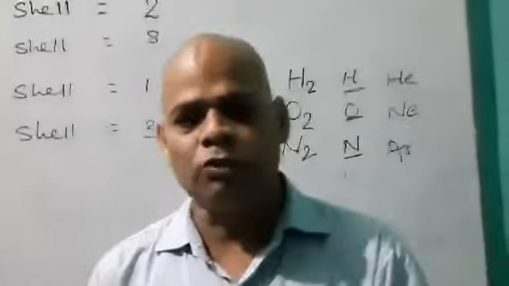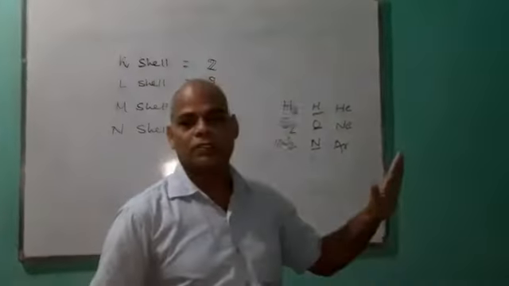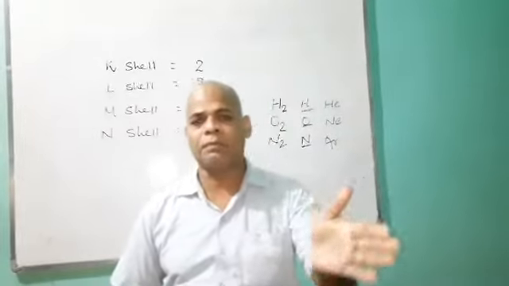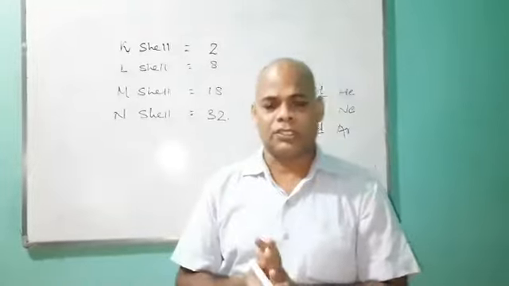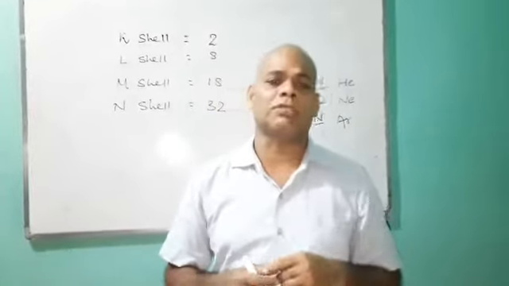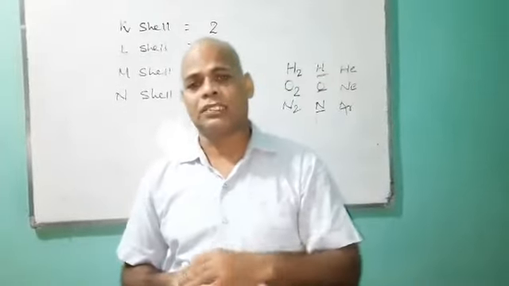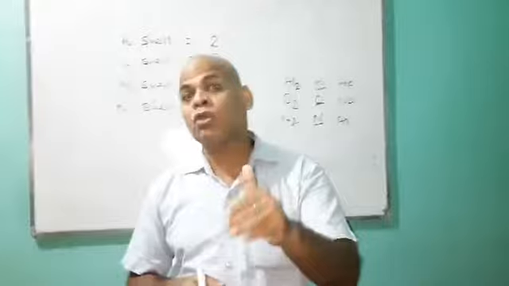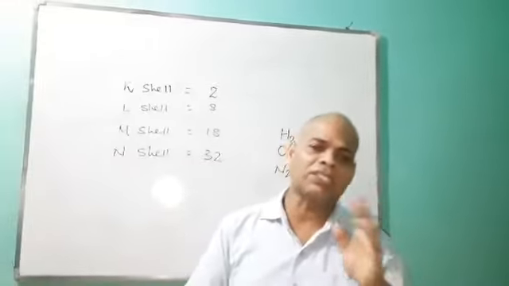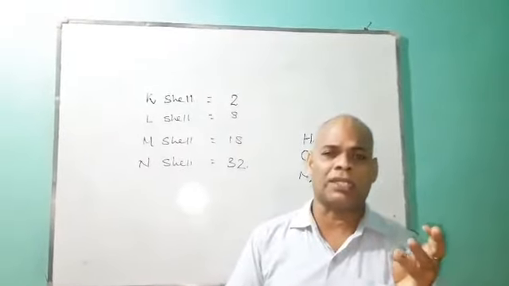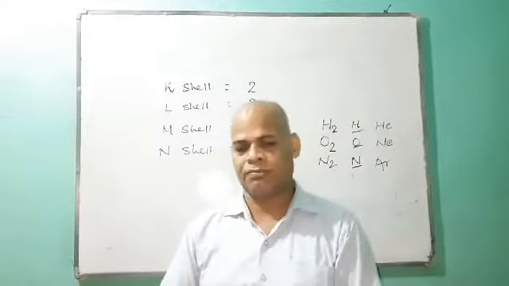So what I am trying to make you understand is that helium, neon, argon, krypton, xenon and radon are inert in nature. They do not take part in a chemical reaction. That's why they are called inert. Now what is the cause of their inert behavior? Why are these 6 elements, helium, neon, argon, krypton, xenon and radon, inert in nature?